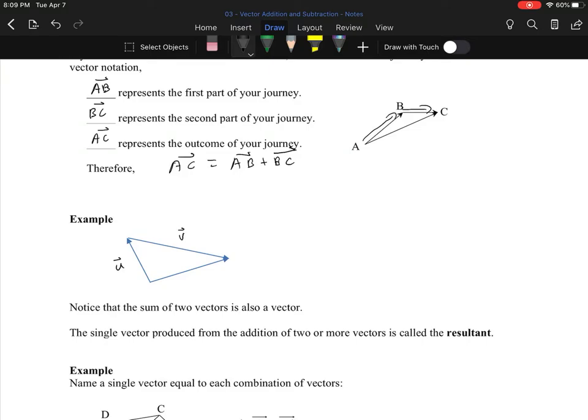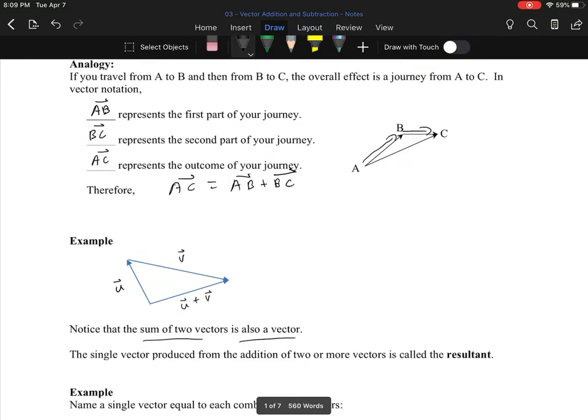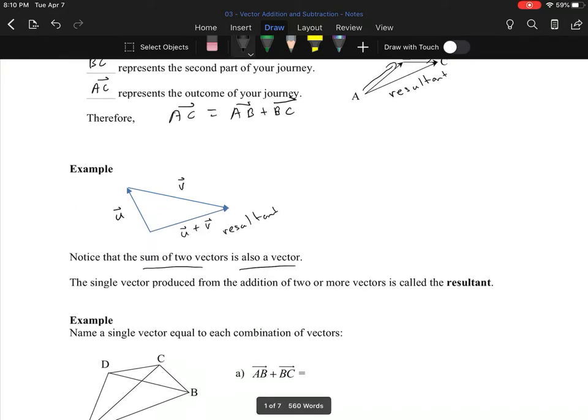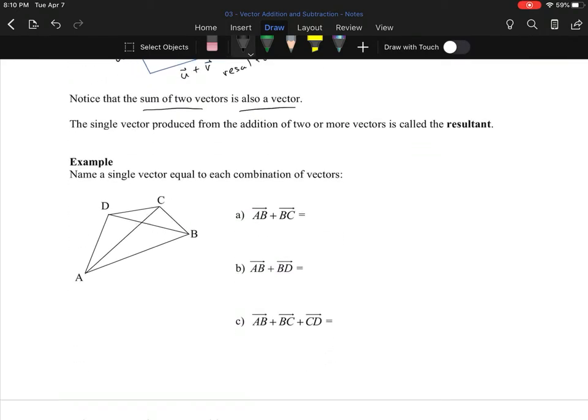Now, we don't need all the A's and B's and C's there. We can talk about U's and V's generally. If we have a U and a V, and they're arranged tip to tail like that, then the sum vector right down here is the U plus the V, one acting after another. And notice that the sum of two vectors is also a vector. So when we add a vector to a vector, we get a vector. And the single vector produced from the addition of two or more vectors is called the resultant. So in this one, this was the resultant. And this was the resultant.